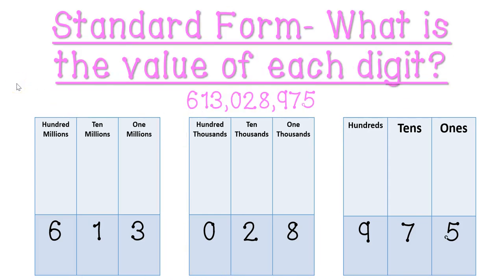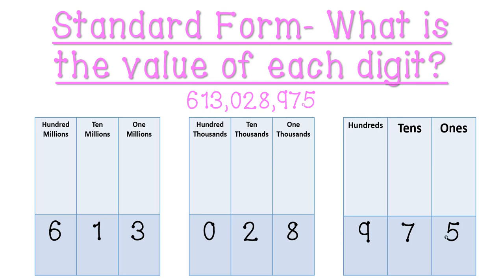Let's do a little practice. We're going to start with standard form. And I want to know what the value of each digit is. When you think of standard form, I want you to think about the regular way that you would write a number with digits and sometimes by adding your commas. When you're trying to find the value of a number, you're trying to find what it is worth.